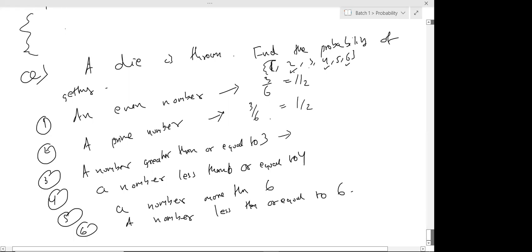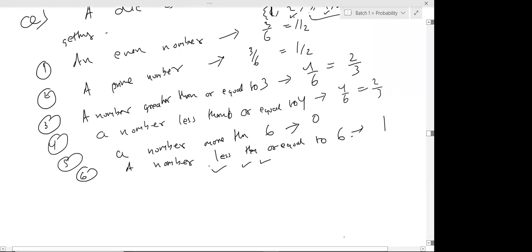A number greater than or equal to 3. So 4 cases. So 4 out of 6, 2 out of 3. A number less than or equal to 4, same. 4 out of 6, 2 out of 3. A number more than 6. What will be the answer here, Gautam? Sir, 0. And here, the last part? 1. Because we will get at least one number, and that will be either less than or equal to 6. The probability is 1. Clear, everyone? Abdul, Arsalan? Yes, sir. Okay.